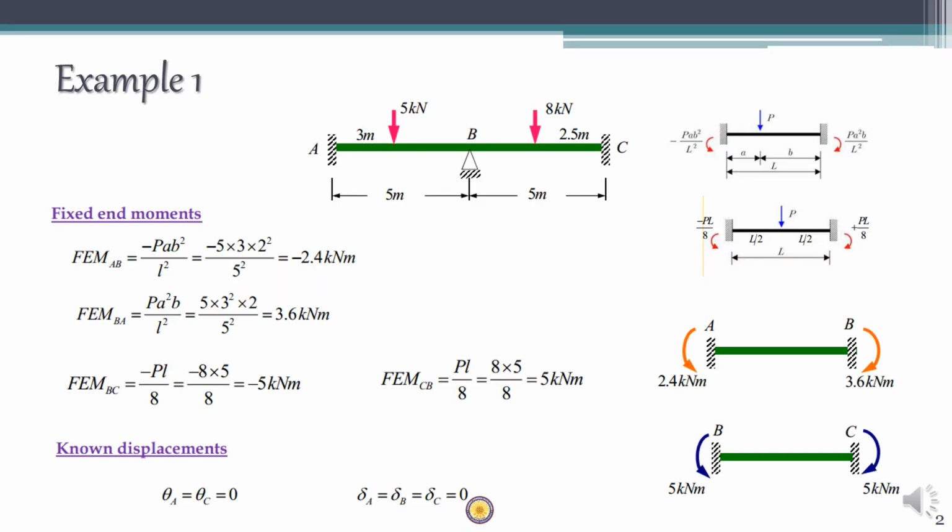Here we have an example which is a two-span beam ABC, each having a span of 5 meters. Span AB has eccentric loading of 5 kN at 3 meters away from the first support, and span BC has symmetrical loading, a point load at mid span, which is 8 kN. In the slope deflection method, the first step is to find the fixed end moments and draw them, using the sign convention properly.